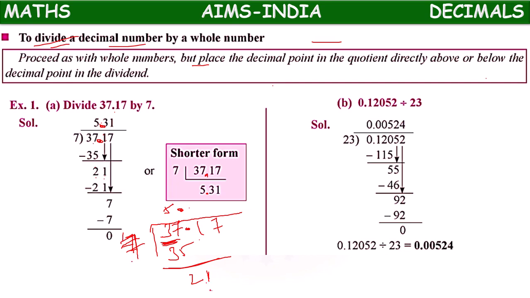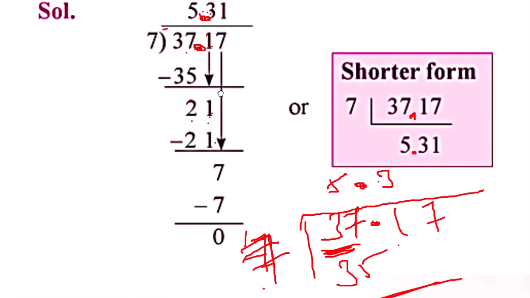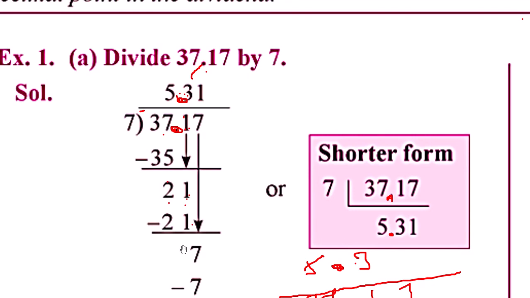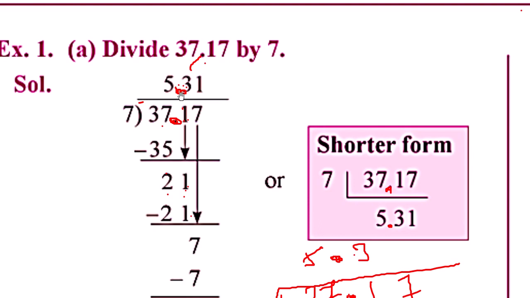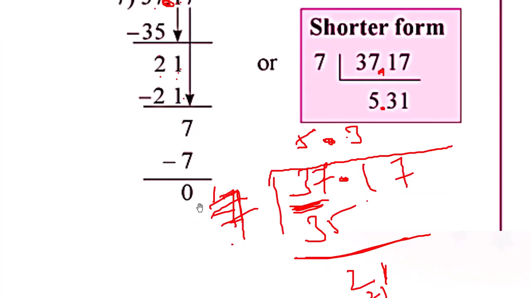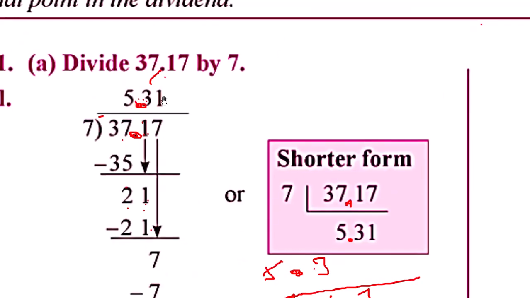So 21. 7, 3 times is 21. So 3 we are keeping here after the point, because after the point, 1 we are taking down. In the quotient also, after the point, 3 we have to keep. 21 minus 21, 0. No need to mention. So next number 7, we can carry it down. We have already put the point here, so no need to keep the point again. So we take 7 down. 7 minus 7, 0. So we are getting 5.31.